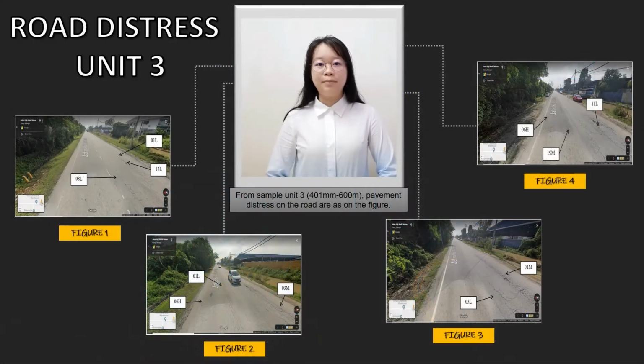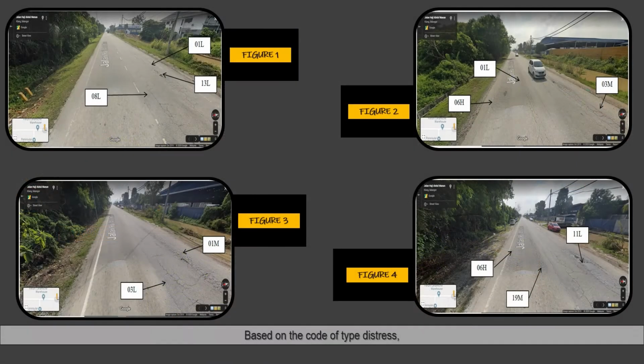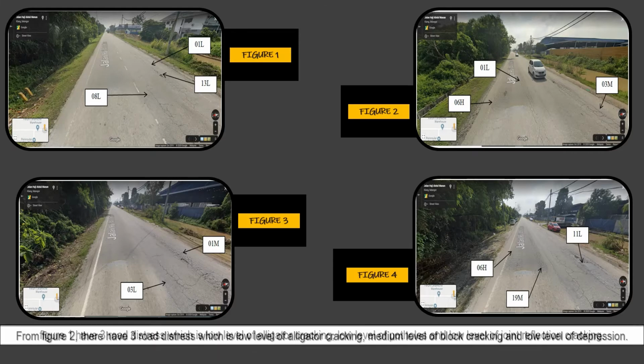For sample unit 3, 401 meter to 600 meter, the pavement distresses on the road are as shown in the figure. Based on the code of type of distress, from Figure 2, there are 3 distresses, which are low level of alligator cracking, medium level of block cracking, and low level of depression.